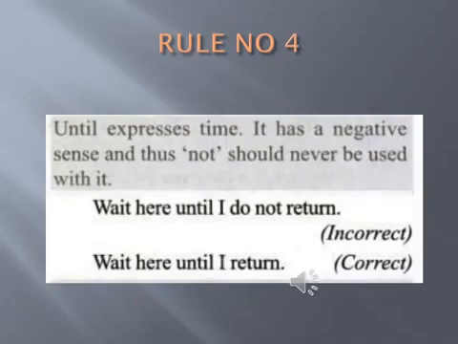Rule number 4 of spotting the errors. Until expresses time. It has a negative sense and thus not should never be used with it. We already saw in the case of unless also we should never use not, and in the case of until too we should not use not. Wait here until I do not return. That's an incorrect sentence. The right sentence will be: wait here until I return.